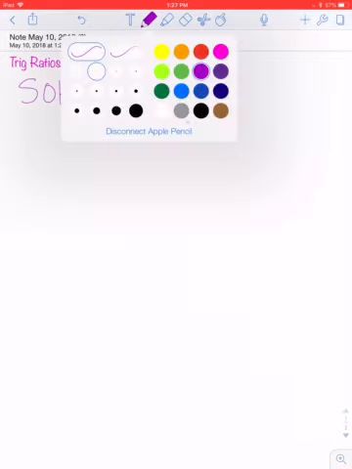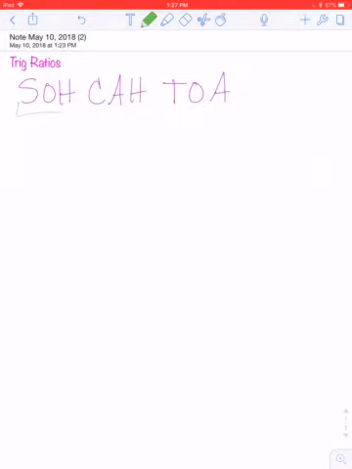So I'm going to break it down into what each one stands for. So my first one, right here, the S stands for sine, and we abbreviate it S-I-N, that's not sin, it's sine. And we say that sine is equal to the opposite over the hypotenuse. Okay, so that's where the O and the H come from.